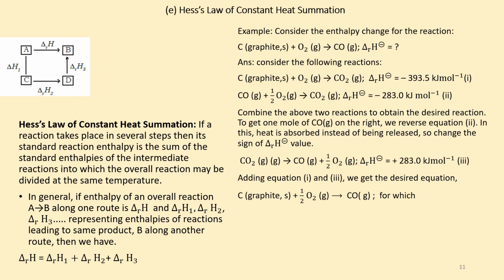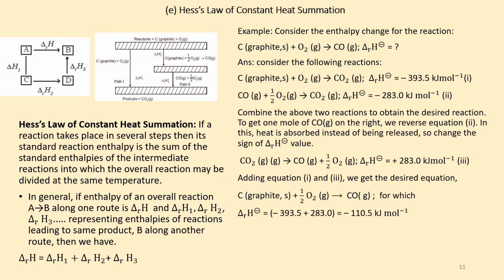Adding 1 and 3, we get the desired equation. So carbon graphite in solid state plus half of O2 gas combine to form CO gas, for which delta rH is equal to minus 393.5 plus 283.0, that is equal to minus 110.5 kilojoules per mole.